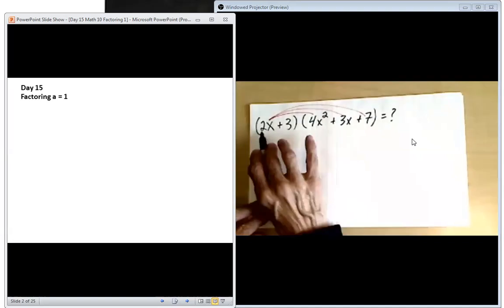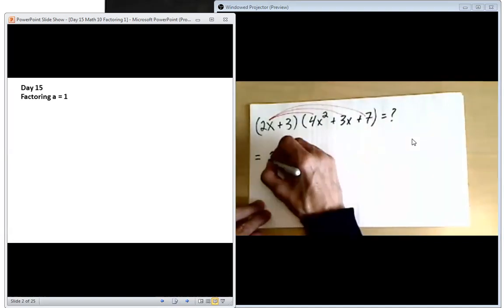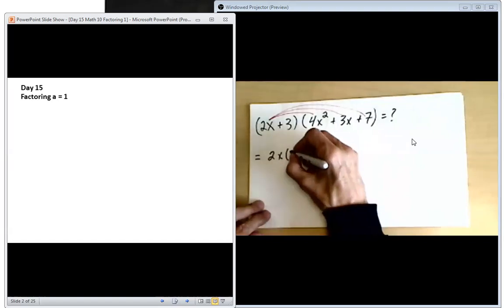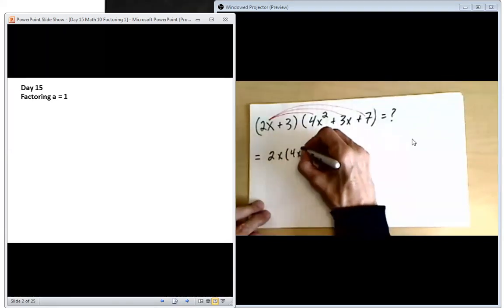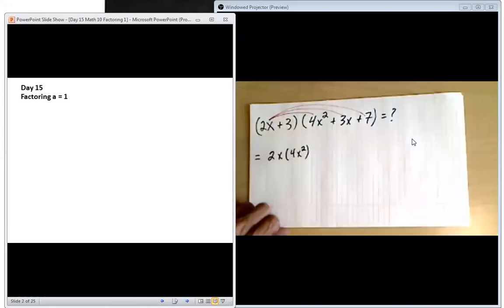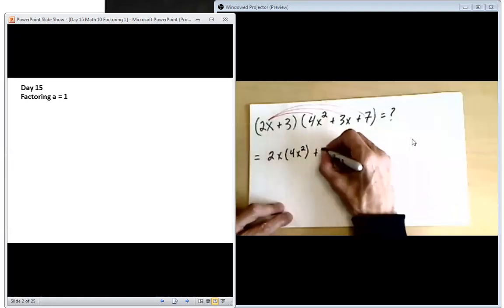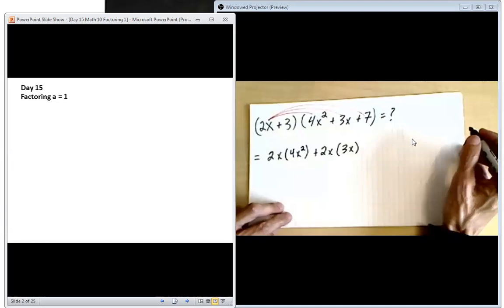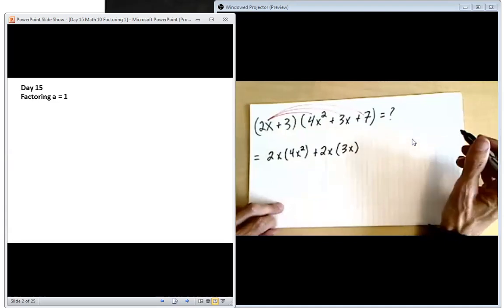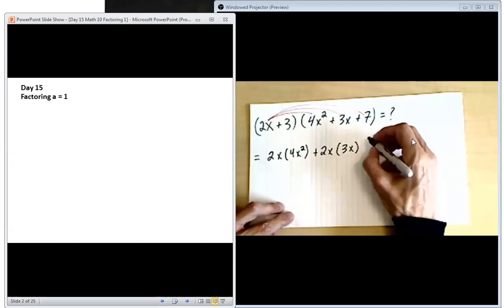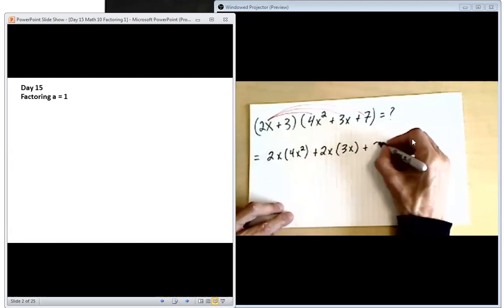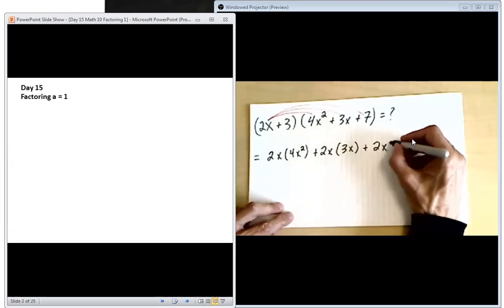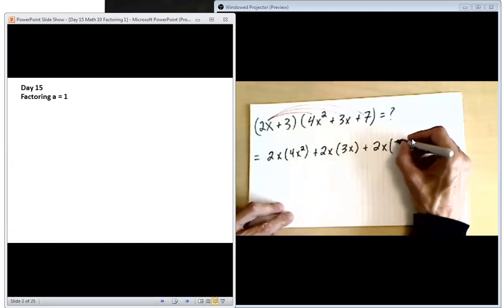So 2x times 4x. Actually, I'll just write it down to show it, but you can skip this step once you get good at this. But that shows the multiplying. Then it's plus 2x times 3x. I'll give you another chance at that. And then plus 2 times 3, 6. Yeah, there we go. And then the 7 there like that.